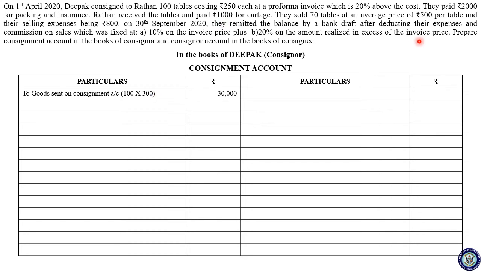Okay, what next? Next, the expenses, that is 2000 paid by Deepak. So it is to bank. Packing and insurance expense 2000 to bank. Next one. Ratan received the tables and paid 1000 for cartage, and he paid 800 as selling expenses. So you have to write to Ratan's account, both cartage and selling expenses, 1000 and 800, that comes to 1800.